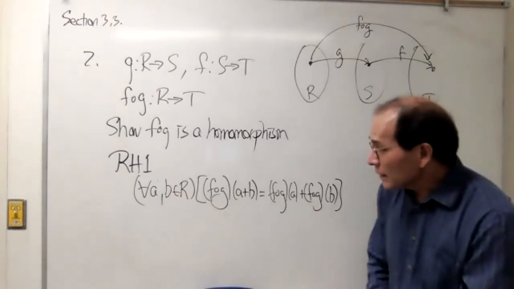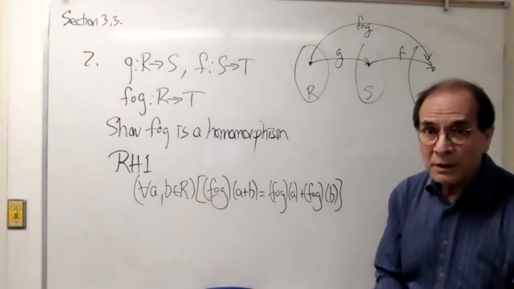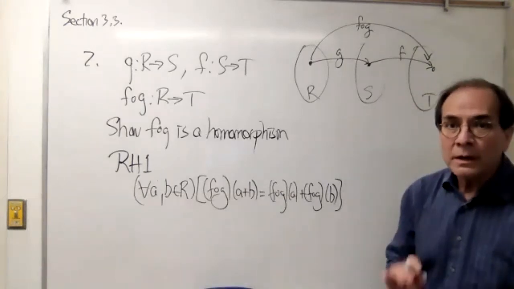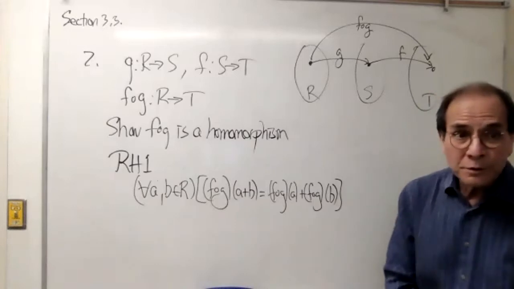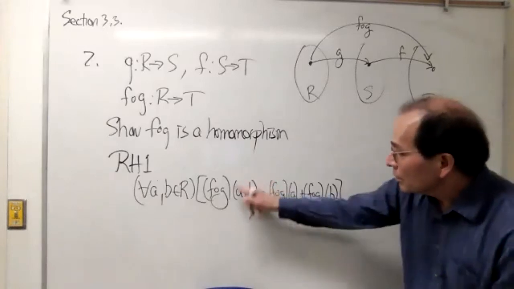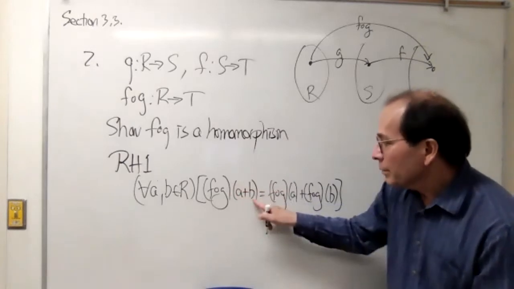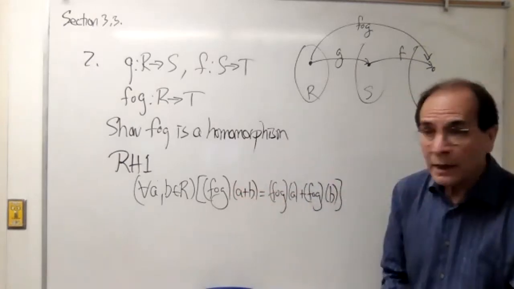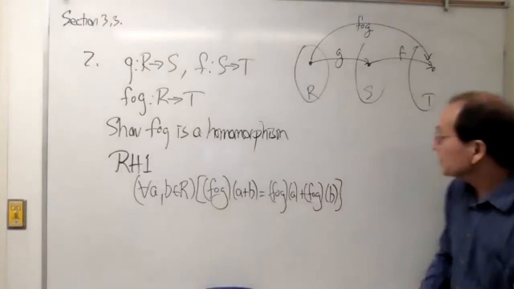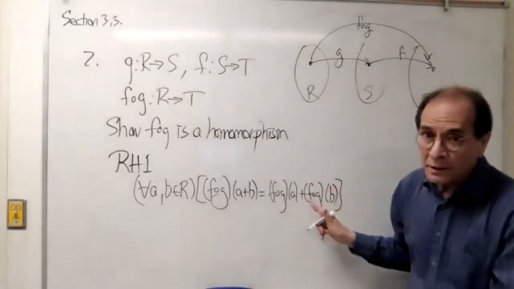And now you want to, again, keep in mind where your addition lives, or where the elements live, and what addition you're using at any given moment. So A and B both live in R, so A plus B is going to be the addition in R, okay? And over here, these elements are in T, so this is going to be the addition in T.